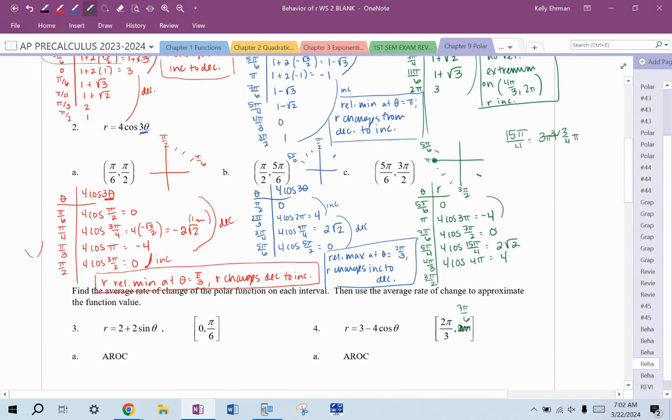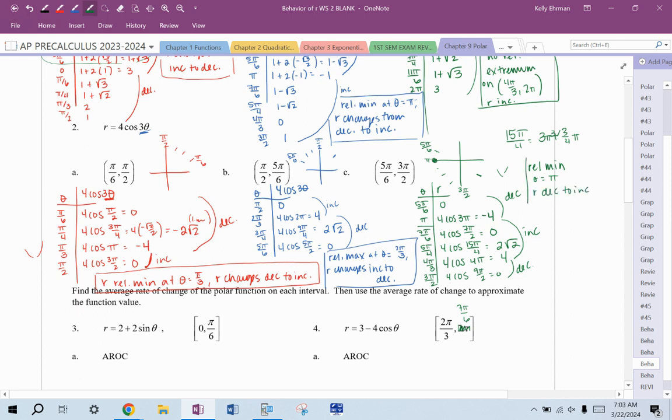And then finally, 3 pi over 2. This is why we plug in all the angles. Some interesting things have happened here. So 4 times the cosine of 9 pi over 2 is still going to be 0. So from 5 pi over 6 to pi, the graph decreased and it hit its minimum. And then the graph increases again until you get to 4 pi over 3. But then the graph decreases again. So there are actually two relative extrema here. We're going from decreasing to increasing. So there's a relative min at theta equals pi. And that's because r went from decreasing to increasing.